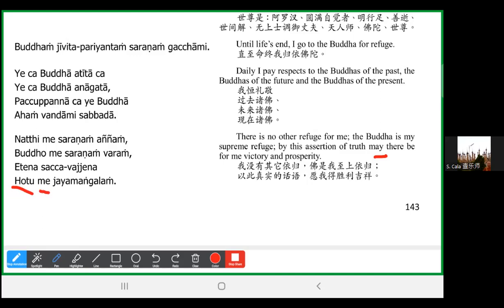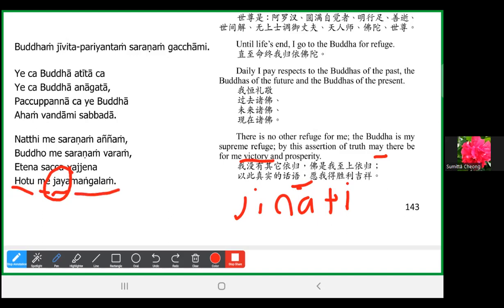It's all dative here. Jaya. What is Jaya here? Victory. Okay, it's also a Malay word. Now you can see one Malay word, Jaya. Jaya comes from the word we call Jinati. Jinati means win, conquer. With long A or short A? Long A. Okay, good. I think you all remember better than me because I did this 13 years ago. Jaya, Mangalam. What is Mangalam? Blessings, blessing of prosperity.